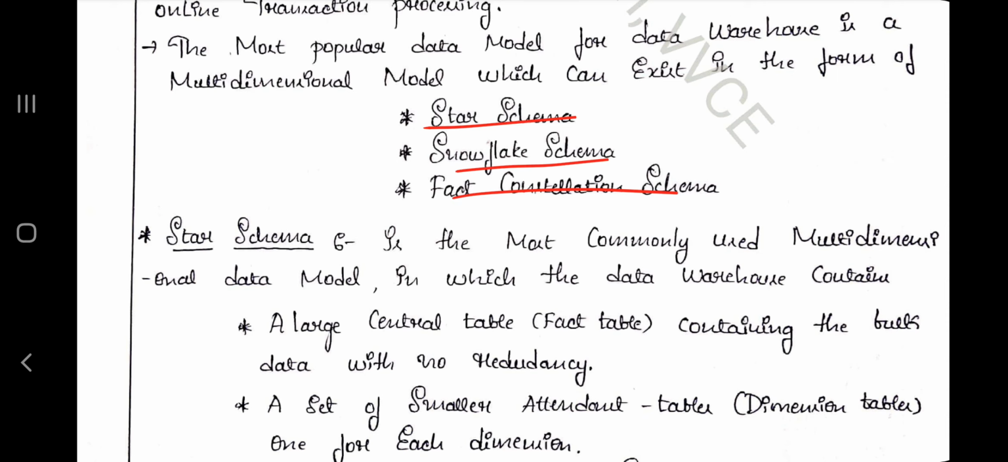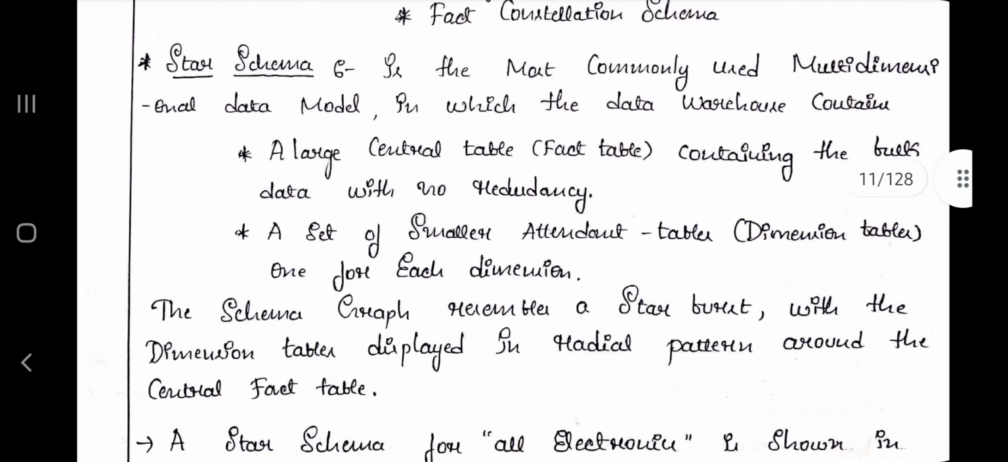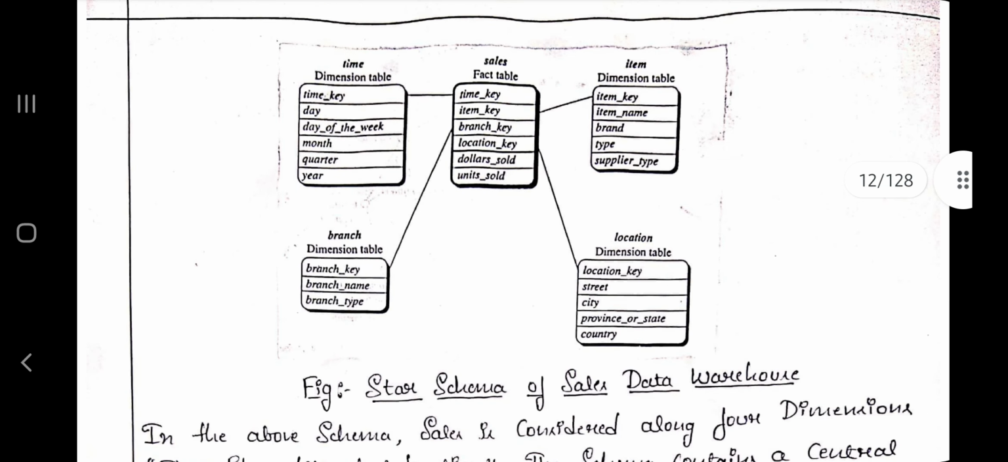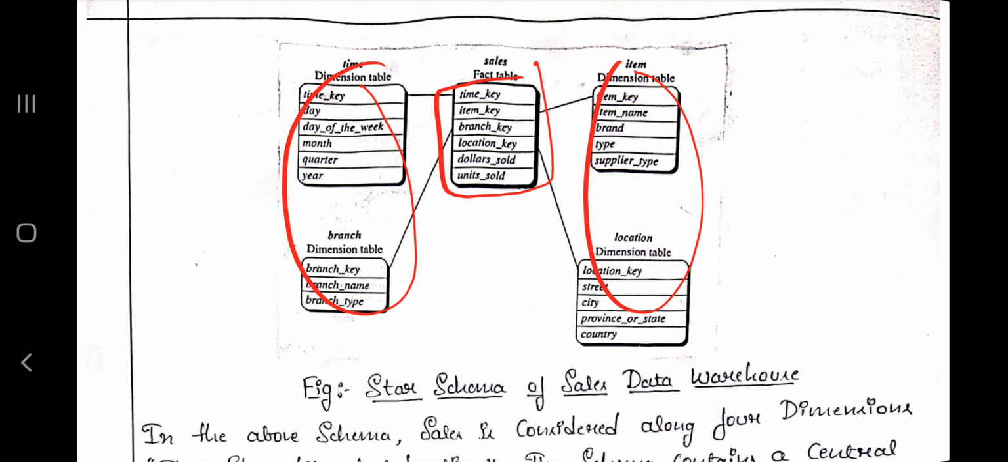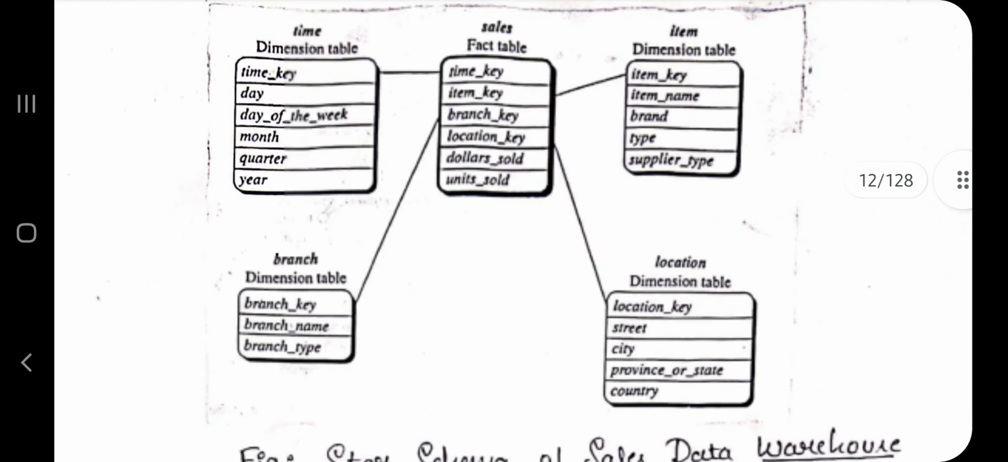Here are the 3 schemas: star schema, snowflake schema, and the fact constellation schema. For star schema, I'll directly jump into the example. It's like this. Here there will be a fact table and there will be dimension tables around it. In the fact table, what you will store are the key values, which are the primary keys. Primary key of this one is time key, of this one is branch key, of this one is location key, and of this one is item key. All the primary keys are stored here. Along with that, the facts, like how many dollars sold and how many units sold, are stored in the fact table, which is called sales.